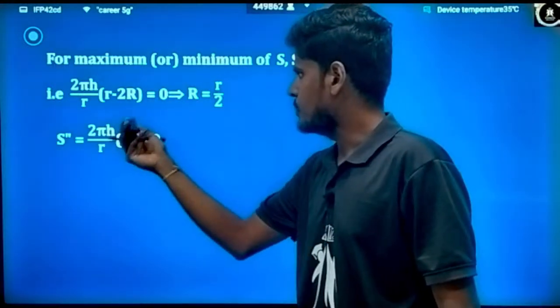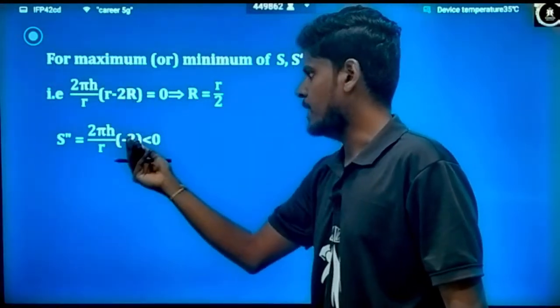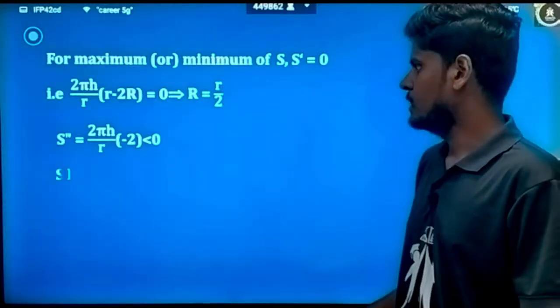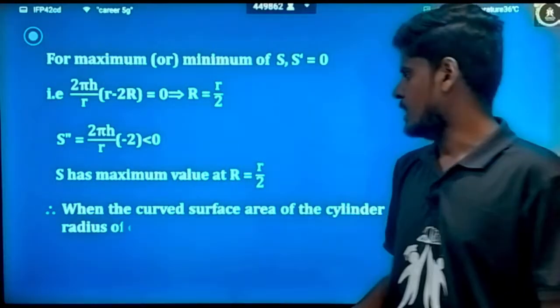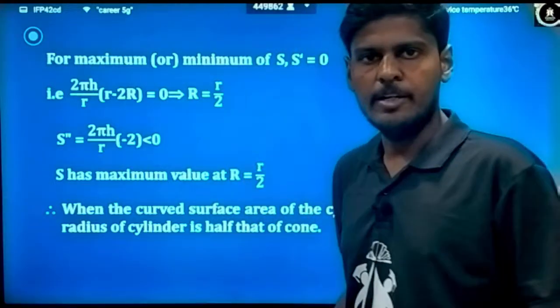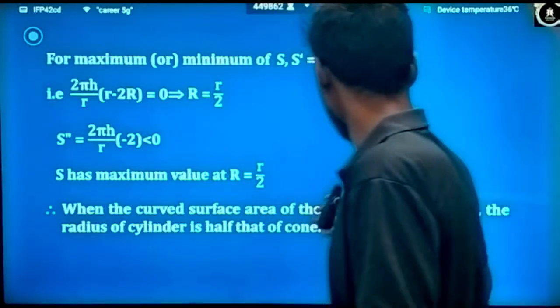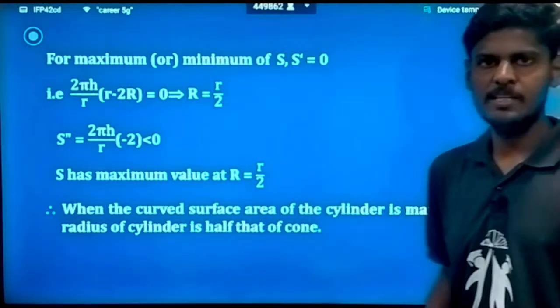Now S double dash equals a constant term into minus 2, which is a negative number. So S has a maximum value at R equal to r by 2. That is what we needed to prove. So the proof is done. Easy questions.